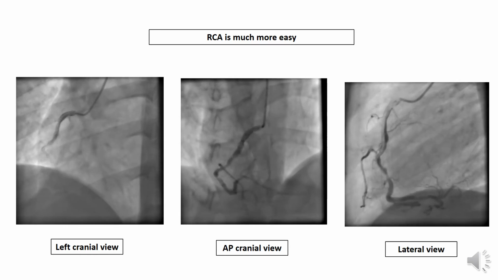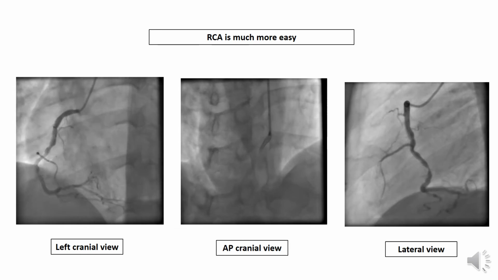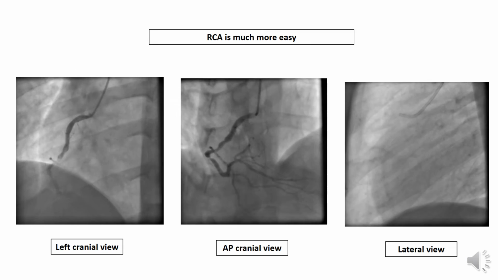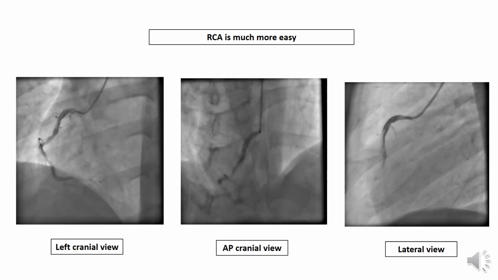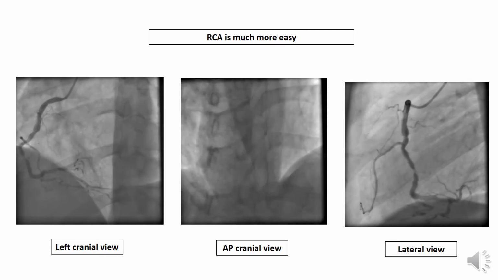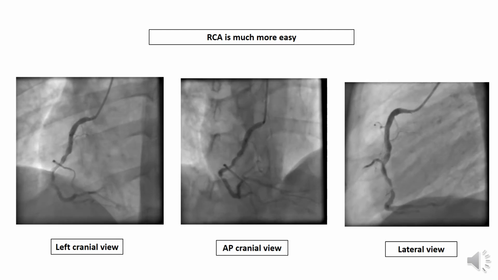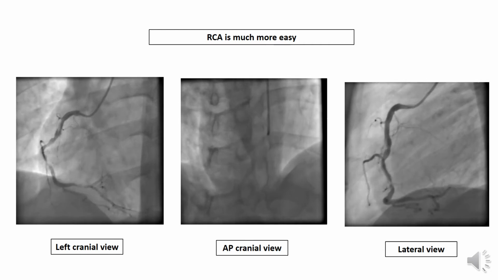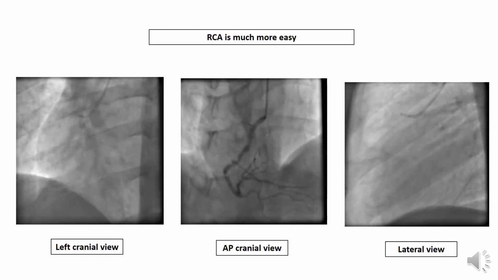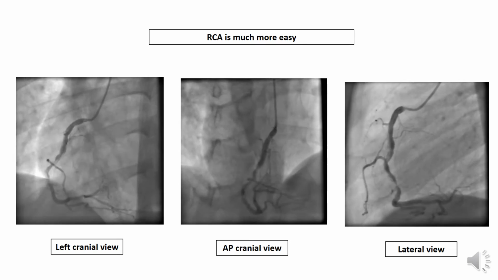And on this view we see the vertebral column at the middle of the view with the ribs horizontal, so we are in AP cranial orientation, and the terminal branches, posterolateral and PDA branches, take a good segment of this view.